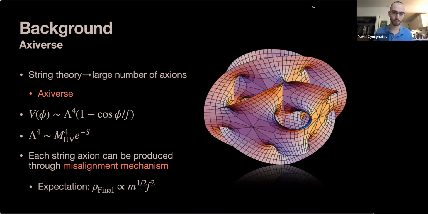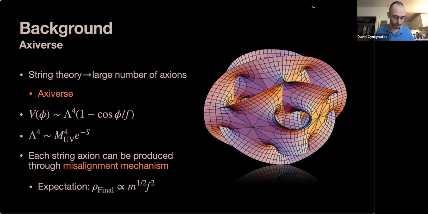Now, this 6-dimensional manifold, in general, can be quite topologically rich. And this leads to the prediction of numerous axion-like particles. In the specific examples that I'm aware of, they can be on the order of hundreds. Okay. This prediction is known as the Axiverse.